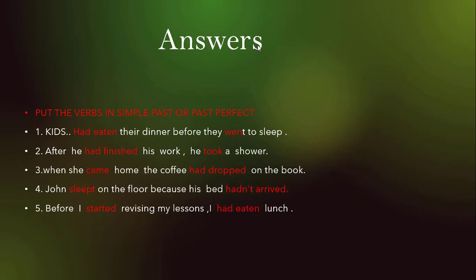So here we have the answers. We have to put the verbs in simple past or past perfect. Kids had eaten their dinner before they went to sleep. Here "had eaten" is past perfect: had plus the past participle of eat. And here we use simple past: go, went, before they went to sleep.